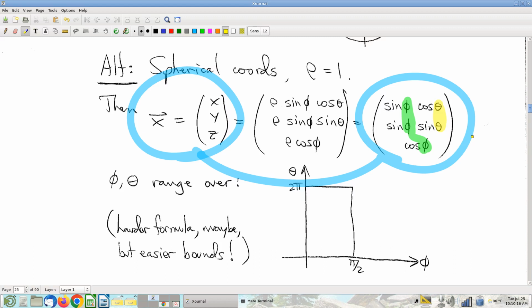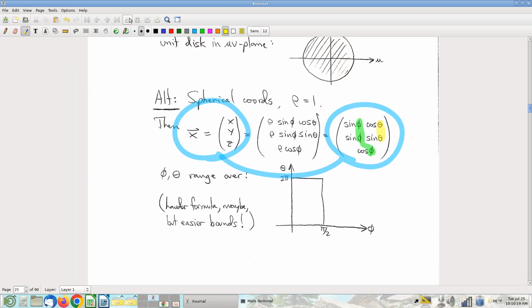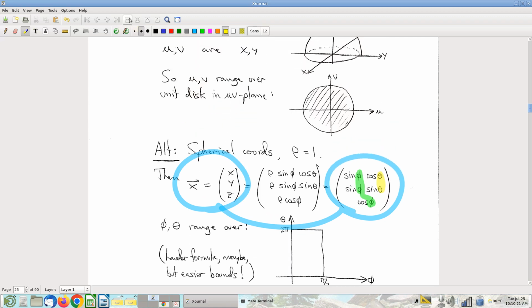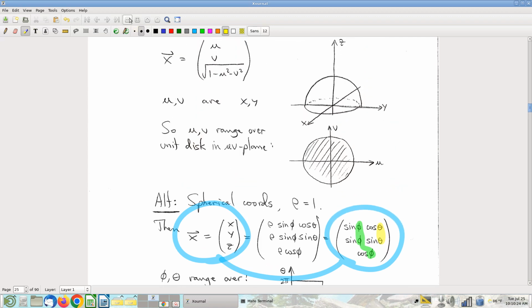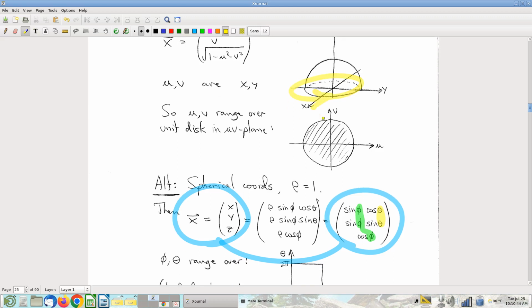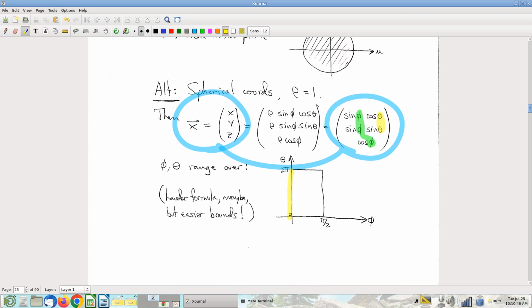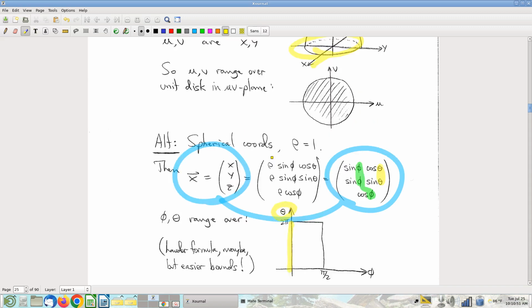Okay, now you do again have to think about the range of values of these variables. And in this case, you have to think a little bit differently. Looking at our actual surface here, what is happening to phi and theta on this surface? Well, I think it's a pretty easy pitch that theta goes all the way around. So theta goes from 0 to 2 pi. There's our theta axis. And then what's phi doing?